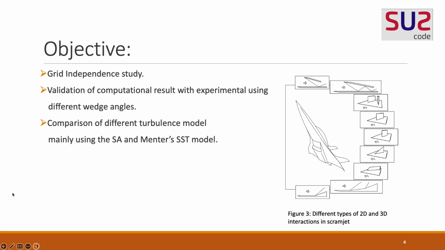There are three objectives to be covered in this study. One is the grid independence study. We are going to study grid independence and choose a grid such that it is the least computationally expensive and also gives accurate results. Second is the validation of computational results with the experimental data using different wedge angles. This experimental validation is done for the experiment performed by Eric Skillen. And the third important point is the comparison between different turbulence models, mainly the Spalart-Allmaras turbulence model and the Menter-Shear Stress Transport model.